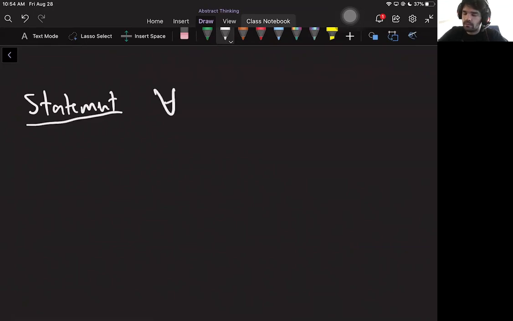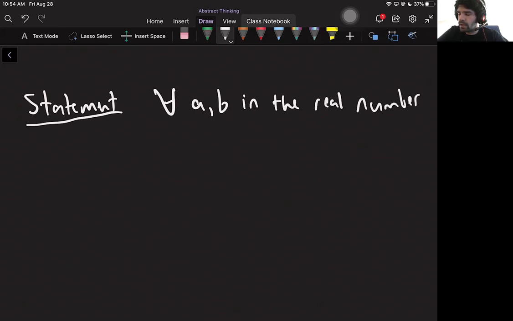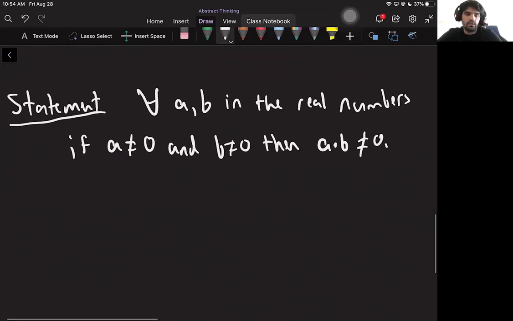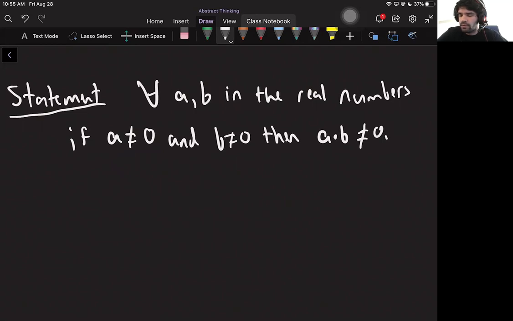For any a and b in the real numbers, so for any two real numbers, no matter what they are, if a is not 0 and b is not 0, then a times b cannot be 0. So this is just saying if you multiply two non-zero numbers together, there's no way the result could ever be 0. And this is actually a bit tough to prove in this form.